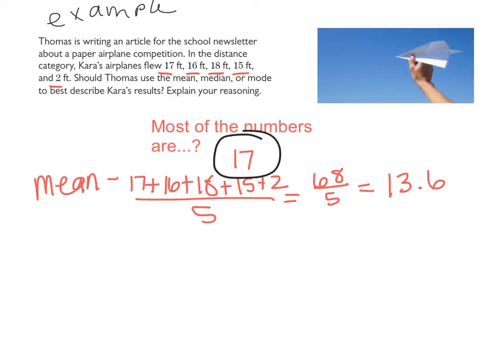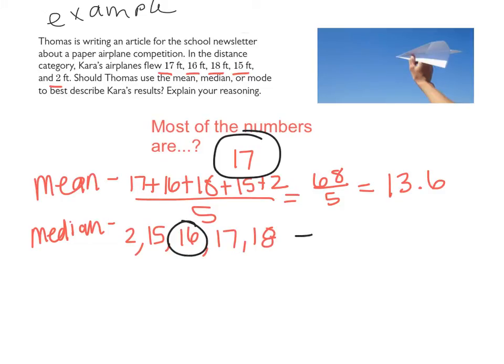So then let's find the median. Remember, the median is when we put all of those numbers in order from least to greatest. So least would be 2, 15, 16, 17, 18, and our middle number would be 16. So that's pretty good. That's pretty close. And then our mode: are there any numbers that occur more often than others? There's not. There's nothing that repeats, so there's no mode.